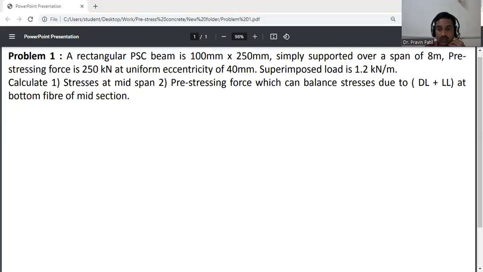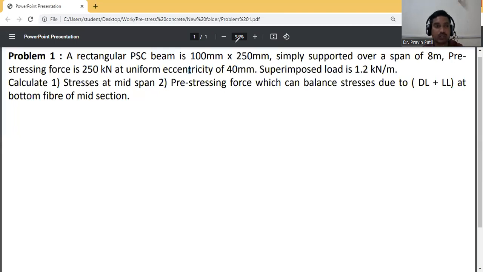A rectangular PSC beam is 100 by 250 mm, simply supported over a span of 8 meters. Stressing force is 250 kilonewton at uniform eccentricity of 40 mm. Superimposed load is 1.2 kilonewton per meter. Calculate, first, the stress at midspan, and second, the stressing force which can be balanced by the stress due to dead load plus live load at the bottom fiber of the mid section.